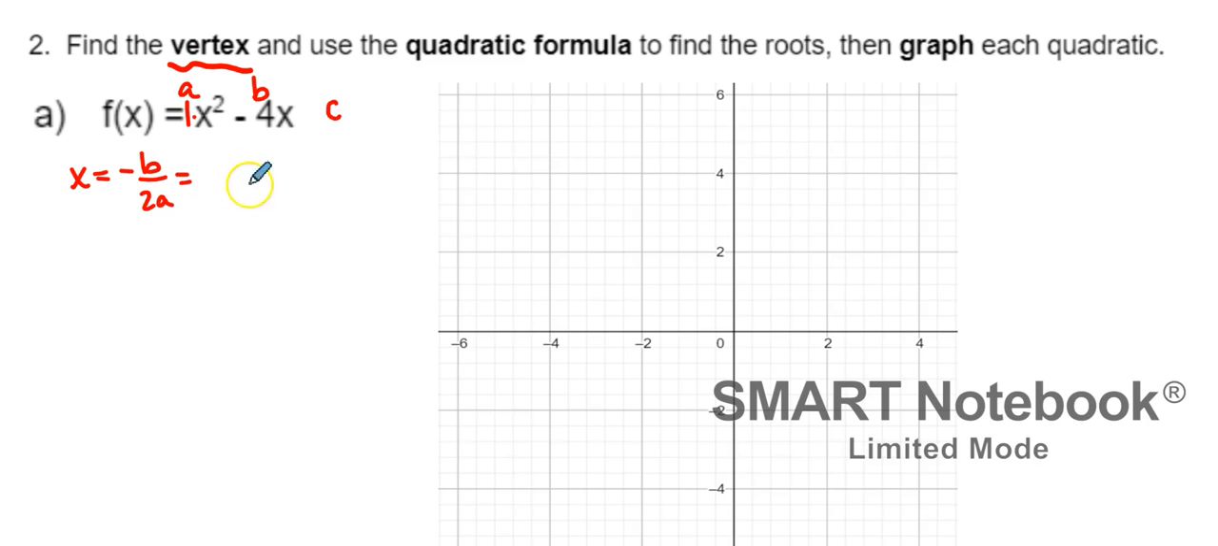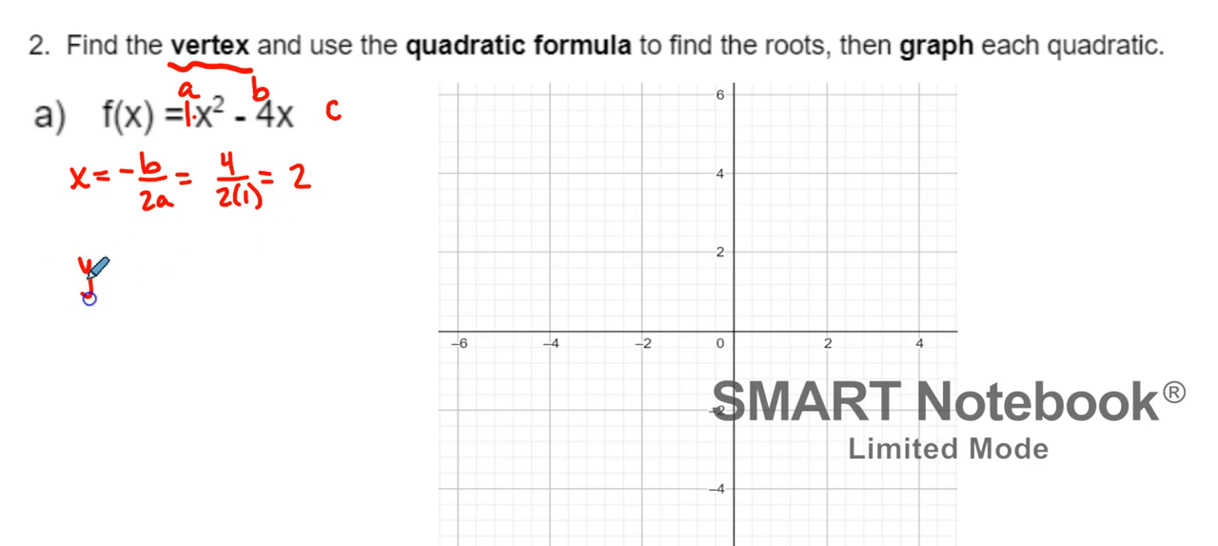So let's go ahead and find the x. Negative b is the opposite of what b is. So negative 4 gives me a positive 4 over 2 times 1. 4 divided by 2 is going to give me a 2. That's the x-coordinate of the vertex.